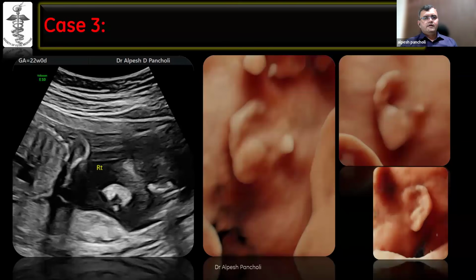Coming to case 3, on the right side there is a small preauricular tag. On the left side, the ear morphology is normal. To note, the lobule part is larger, and the upper 1/3 is appearing smaller with a small helix and antihelix. This is an ongoing pregnancy.